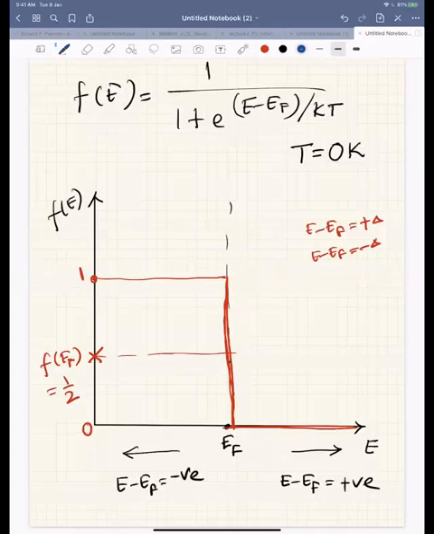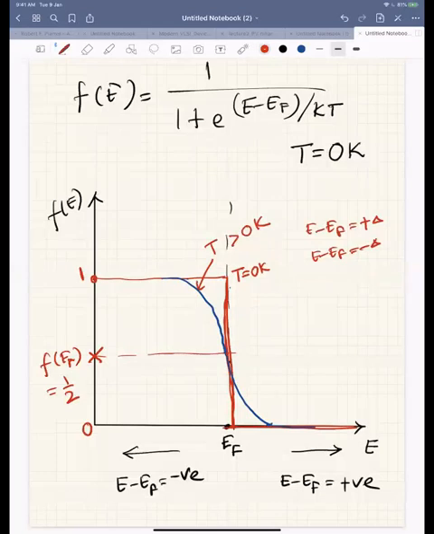But if T is finite, not 0 Kelvin, then you will see this change. I could plot it. You have already seen this, so I don't think it will surprise you. So you can have a plot like this. Basically this is for T equal to 0 Kelvin, and this is for some T greater than 0 Kelvin. So your plot will change like this. What does this tell you?